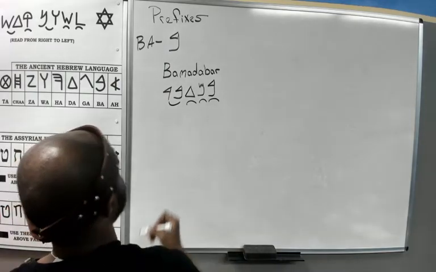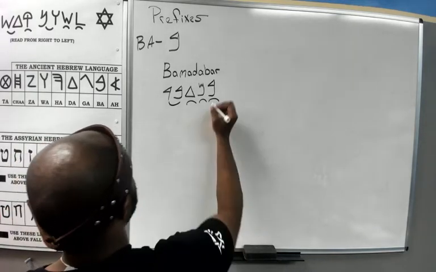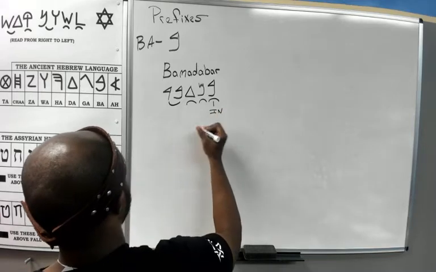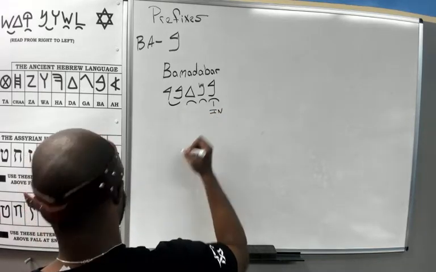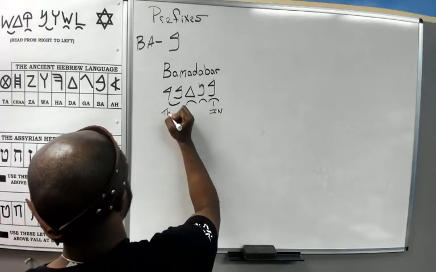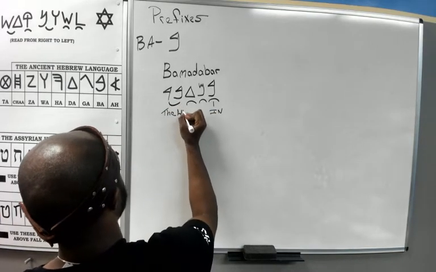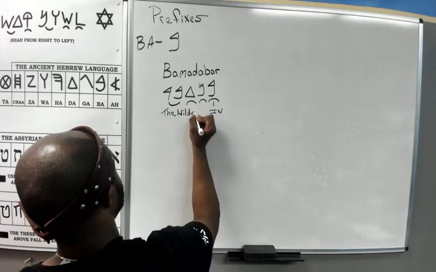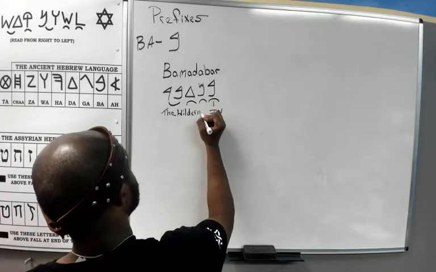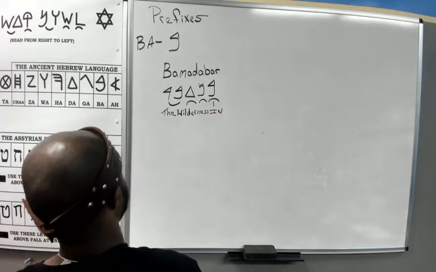Now, like what I just said earlier, ba as a prefix is going to mean in. So, metabar is going to be in the wilderness. All right, so that's just one example.